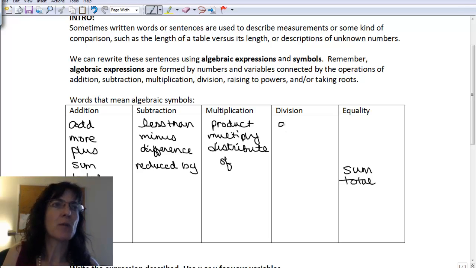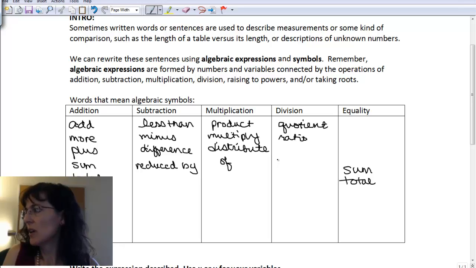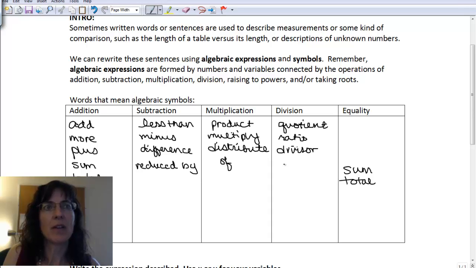For division, you might see words like quotient. You might see ratio. You might see some of the words that are associated with actual division, like divisor, dividend, oops, not dividend. And you could just see divided by.